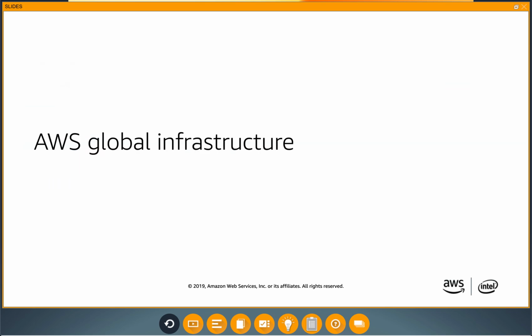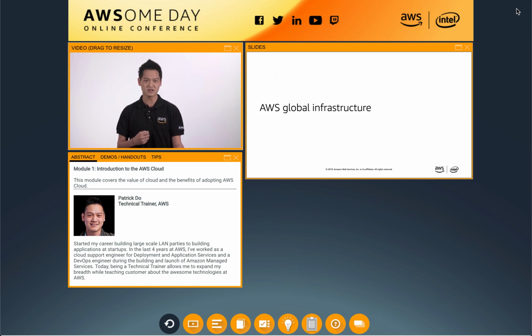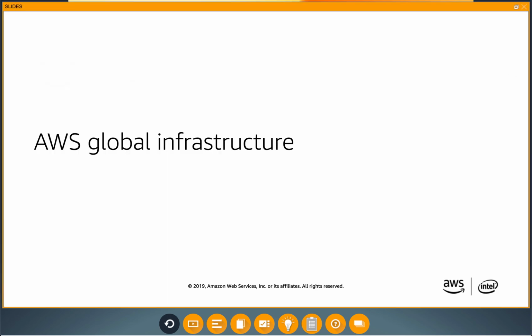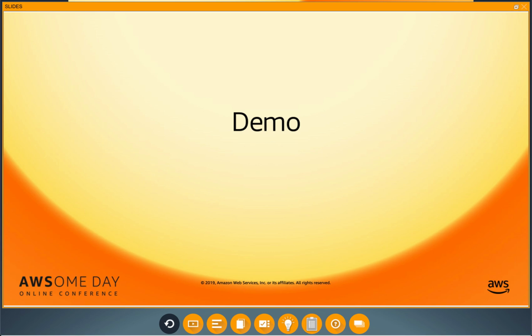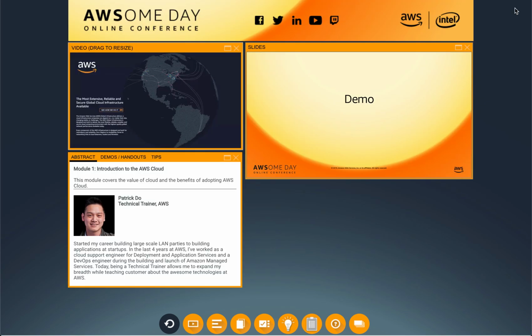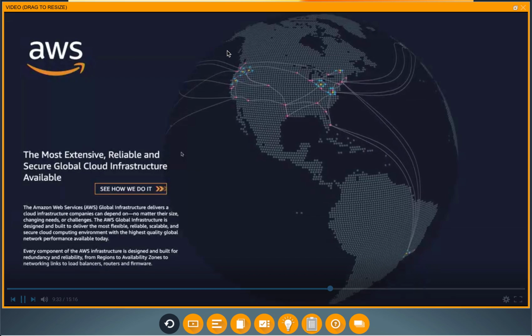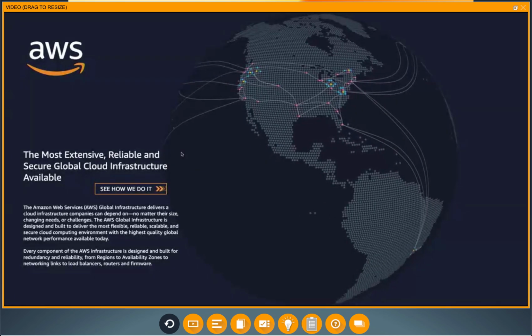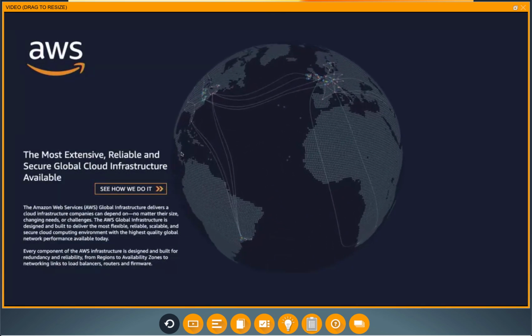AWS Global Infrastructure. We talked about how AWS builds and manages data centers around the world for you. We organize these data centers into what we call regions, availability zones, and edge locations. It's very important to know these concepts as they are vital to building highly available and fault-tolerant systems on AWS. What does this look like? This is AWS. Let's flatten it to see how it's all put together.